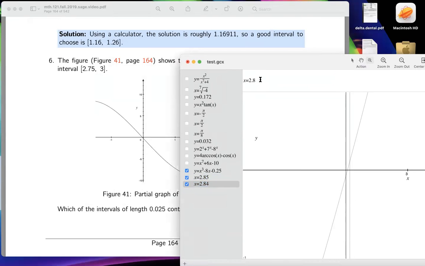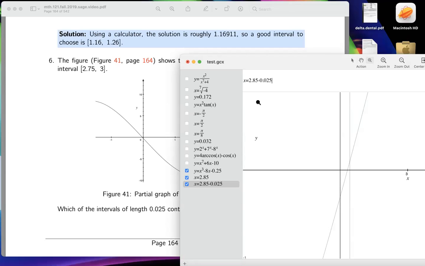I'm going to type this in for you. So 2.85 minus 0.025. All right, you see that? And now I got an interval of length 0.25 doing that.